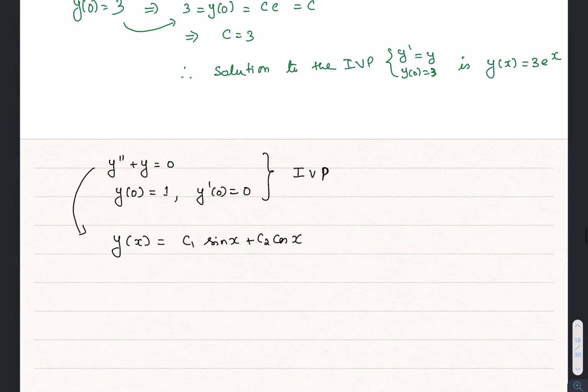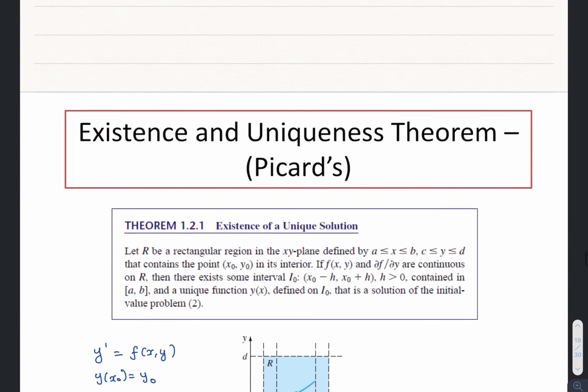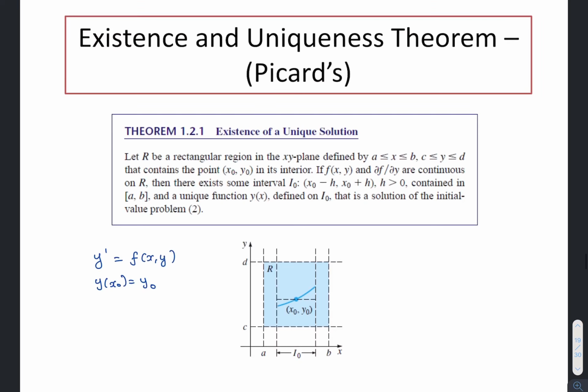But initial value problems are relatively much easier to solve. And in terms of solving the initial value problem, we have a wonderful mathematician, our great mathematical grandfather Picard. He came up with a wonderful theorem. So he guarantees existence of a solution and uniqueness of a solution.